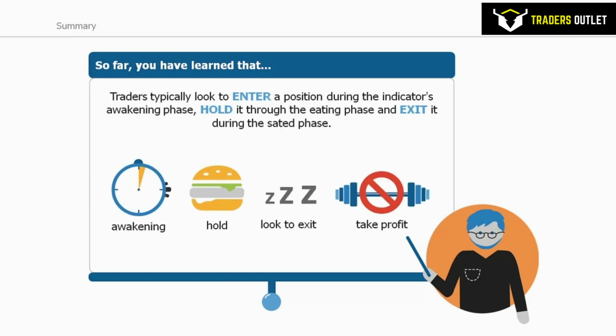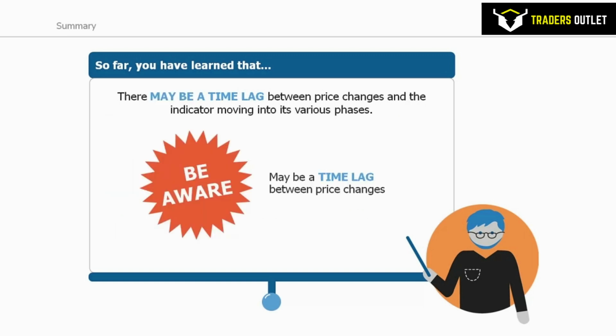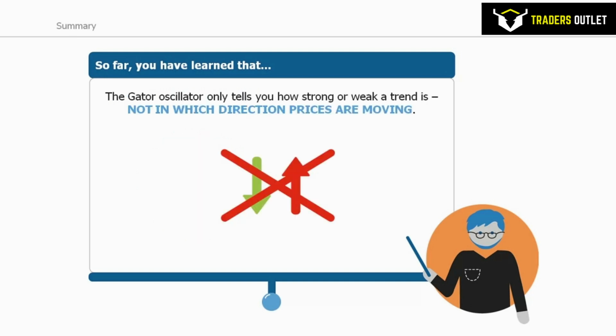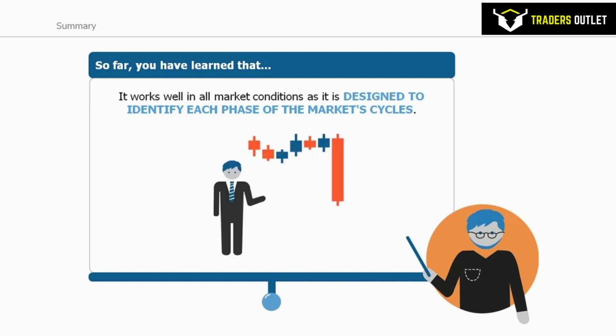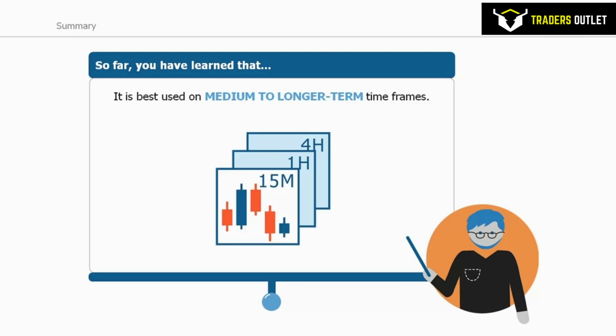Traders typically look to enter a position during the indicator's awakening phase, hold it through the eating phase, and exit it during the sated phase. There may be a time lag between price changes and the indicator moving into its various phases. The Gator Oscillator only tells you how strong or weak a trend is, not in which direction prices are moving. It works well in all market conditions as it is designed to identify each phase of the market cycles. It is best used on medium to longer term timeframes.